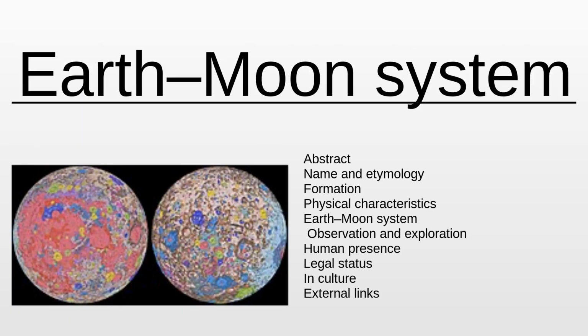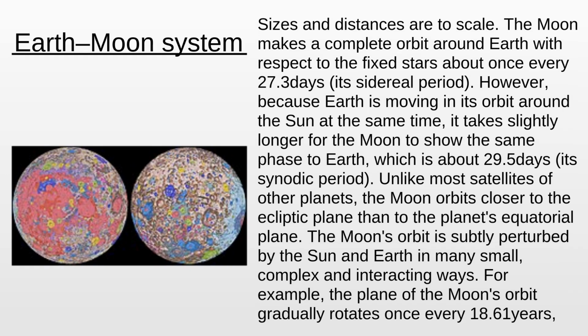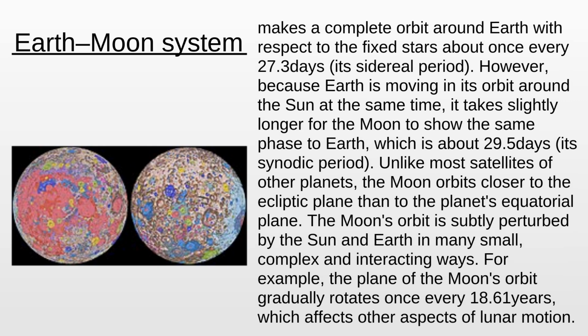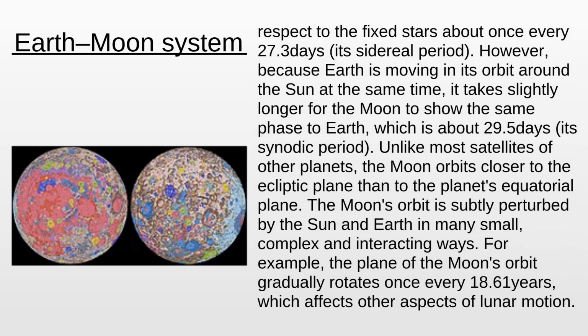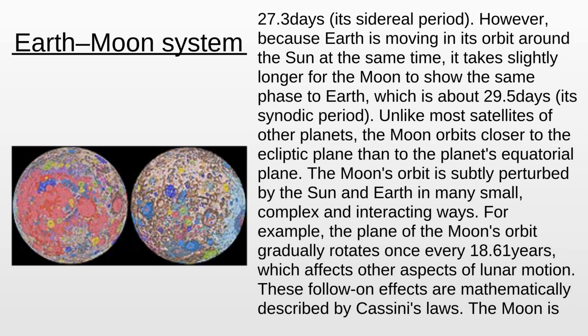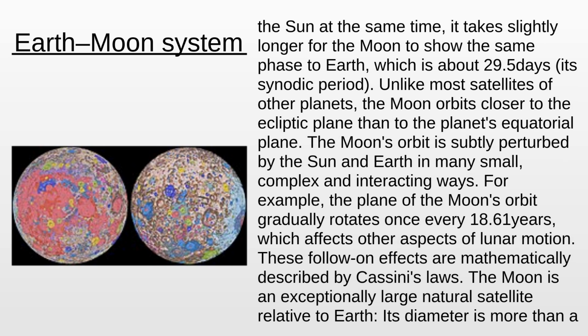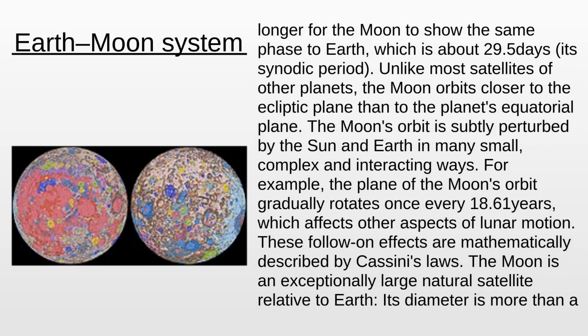Earth-Moon System. Scale model of the Earth-Moon system, sizes and distances are to scale. The Moon makes a complete orbit around Earth with respect to the fixed stars about once every 27.3 days, its sidereal period. However, because Earth is moving in its orbit around the Sun at the same time, it takes slightly longer for the Moon to show the same phase to Earth, which is about 29.5 days, its synodic period.